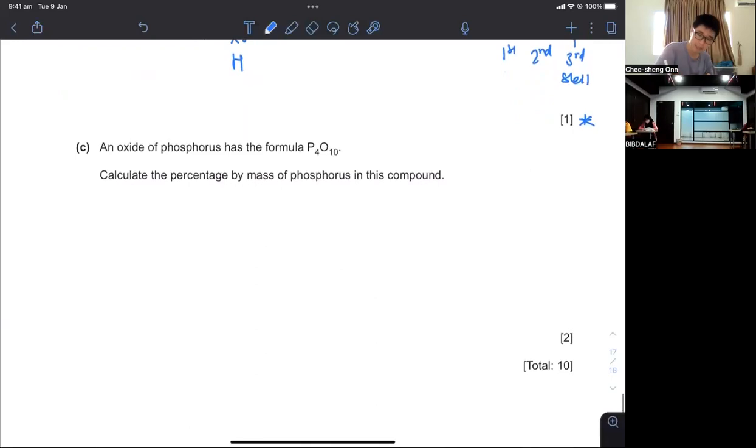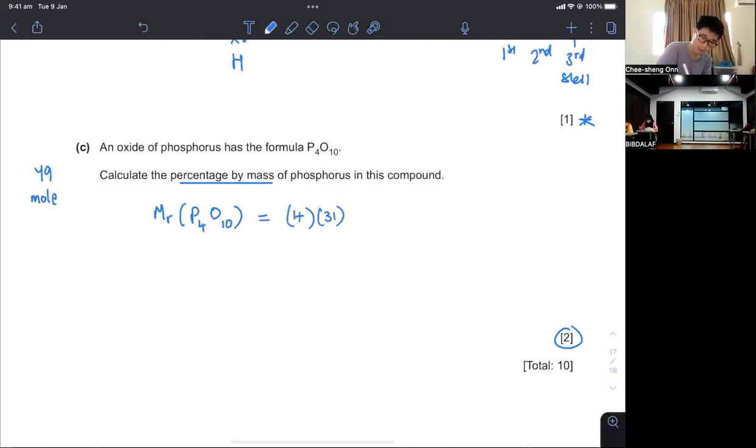Now, last but not least, this is a 2 marks calculation. This is under Year 9 mole calculation. Percentage by mass. Just now when we worked out empirical formula, we used percentage by mass to get the formula. Here they give you the formula. To work out the percentage by mass, you need to first work out the Mr. If you look at the periodic table, 4 times 31 plus 16 times 10, you should be able to press your calculator on your own.